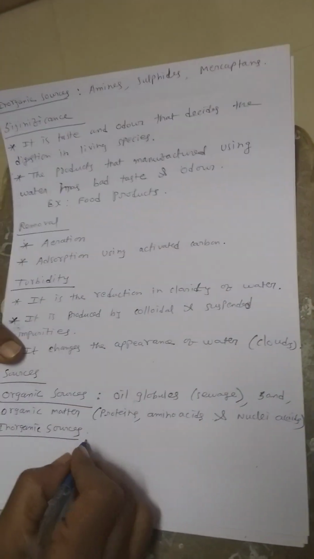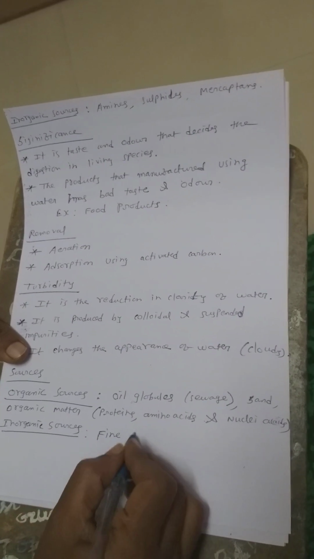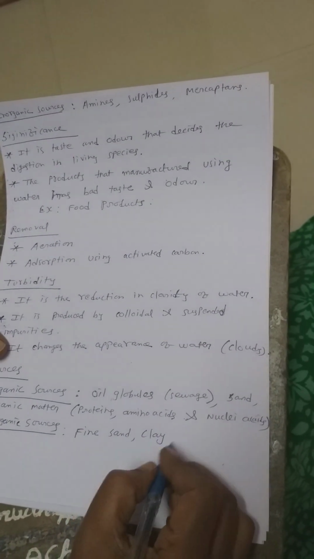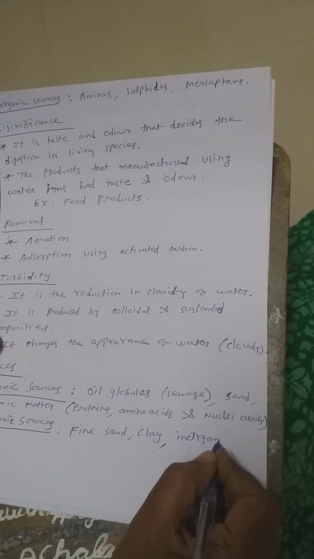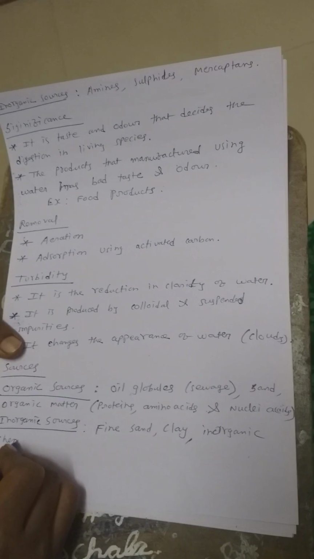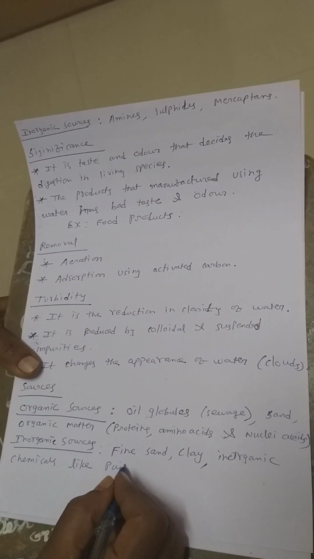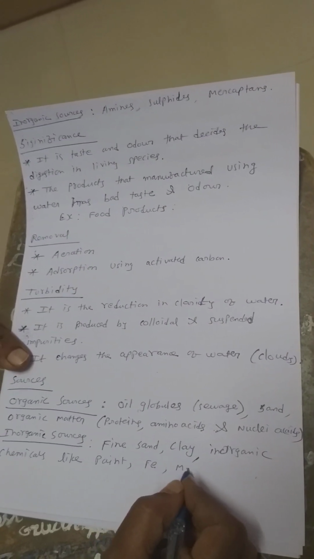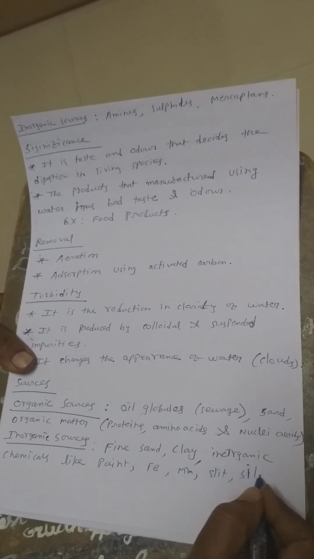Inorganic sources that produce turbidity are fine sand, clay, inorganic chemicals like paint, even presence of ferrous, manganese, silt, silica, etc.